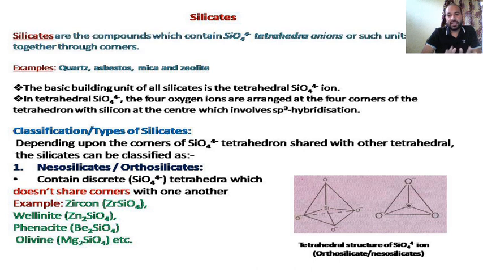They don't share any of their oxygen atoms or any of their corners with any other tetrahedral units. So there is no sharing of oxygen atoms with any other tetrahedral units. Different examples are zircon, willemite, phenacite, olivine. The structure is shown here. In the figure, we can see that we have 4 oxygen ions at the 4 corners of the regular tetrahedron, and the silicon atom is sitting at the center of this tetrahedron.